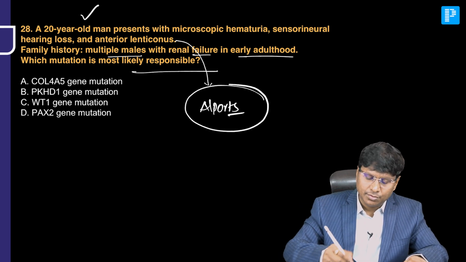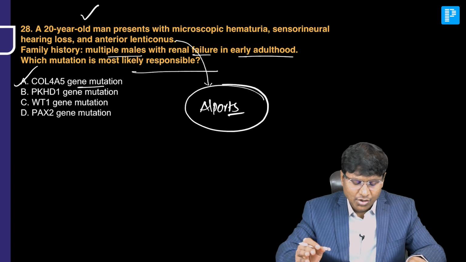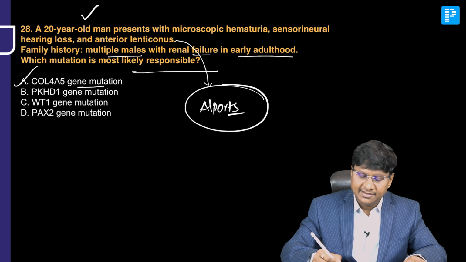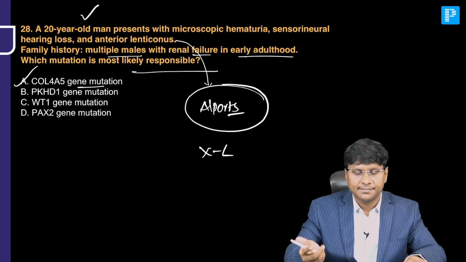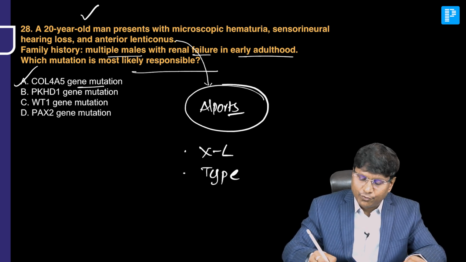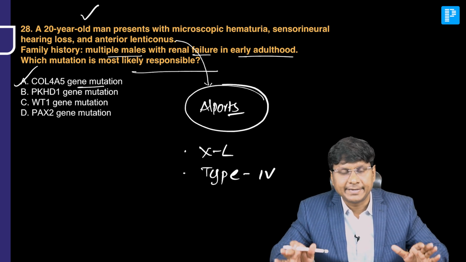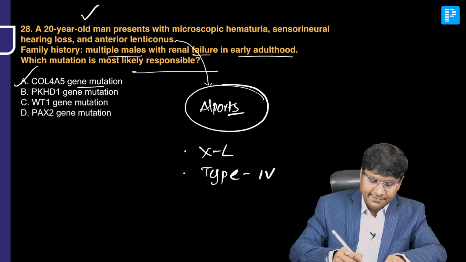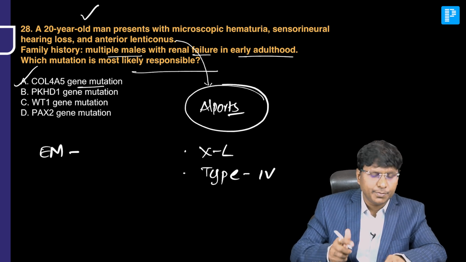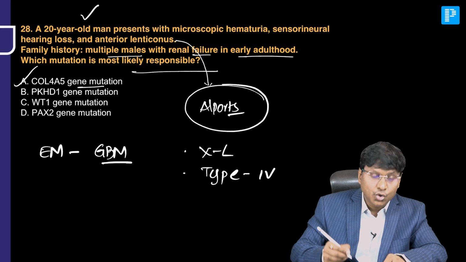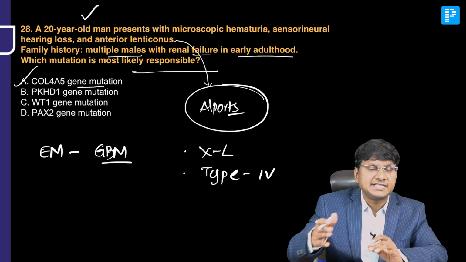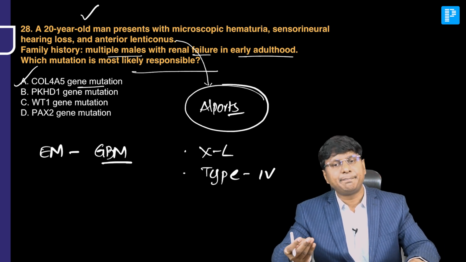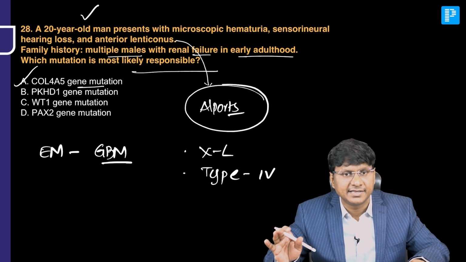So in case of Alport syndrome, what is the gene that is being mutated? That is the COL4A5 gene. And this Alport's is an X-linked disorder and the defect is in type 4 collagen. And the electron microscopy will show glomerular basement membrane splitting, and that is giving you a basket weave appearance. And ocular manifestation will be anterior lenticonus, and perimacular flecks will be there in these patients with Alport's.